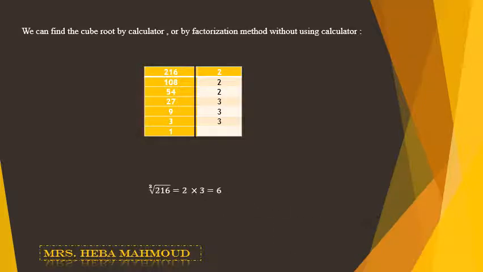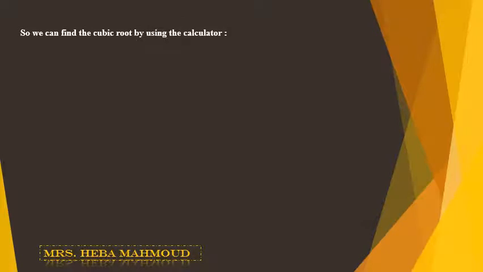So, to find the cube root, for each group of three equal digits, 2 and 2 and 2, we will take one of them, so it will be 2. And if we have 3 with 3 with 3, we will take one digit, which is 3. So the cube root of 216 will be 2 times 3, which is 6. And if we use the calculator, we will find that the cube root of 216 is 6. So we can find the cube root by using a calculator.